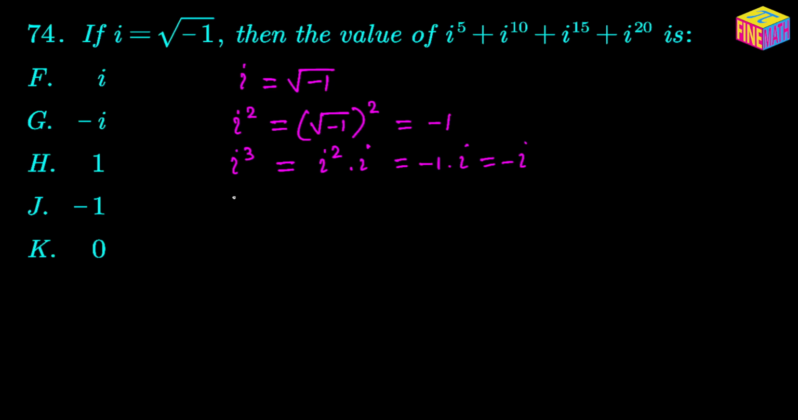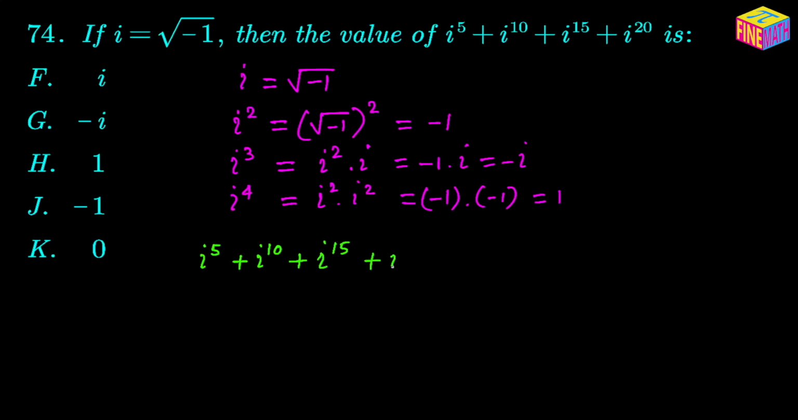And then iota to the power 4, what would that be? That would be iota squared times iota squared, which is -1 times -1, and that is actually +1. So now what is our given expression? The given expression is iota to the power 5 plus iota to the power 10 plus iota to the power 15 plus iota to the power 20.